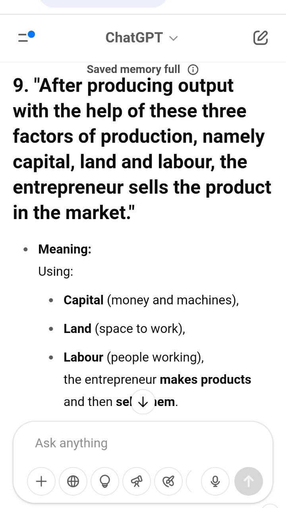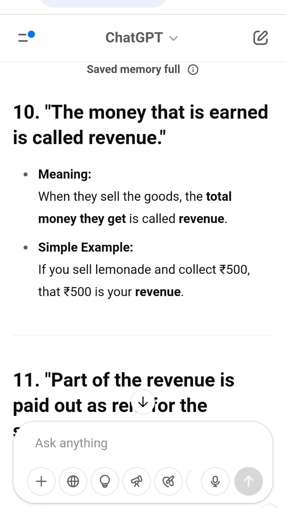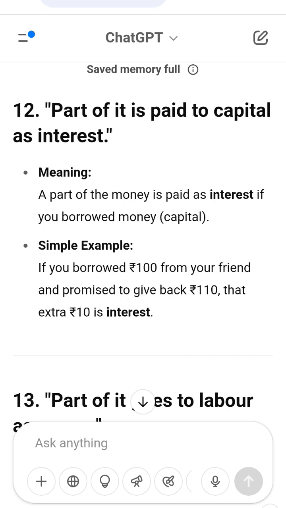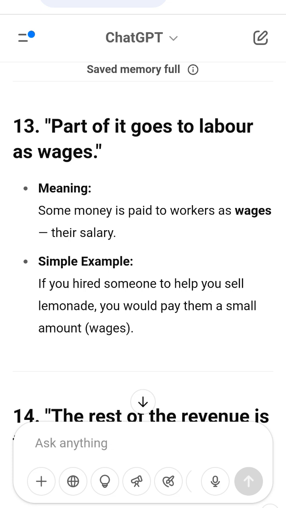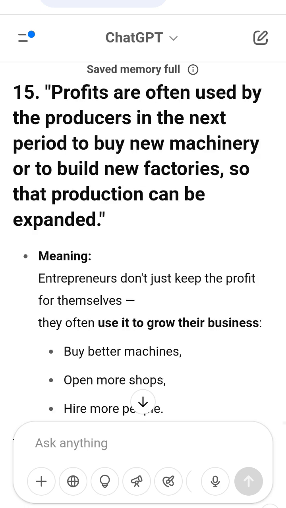After using these three things, capital, land, and labor, the entrepreneur produces goods or offers services. They then sell these in the market. When they sell products, they earn money. This total money earned from selling is called revenue. The entrepreneur then uses the revenue to pay rent for using land, interest if they borrowed money, capital, and wages to the workers, labor. Whatever money is left after paying all these things is called profit. Profit belongs to the entrepreneur.